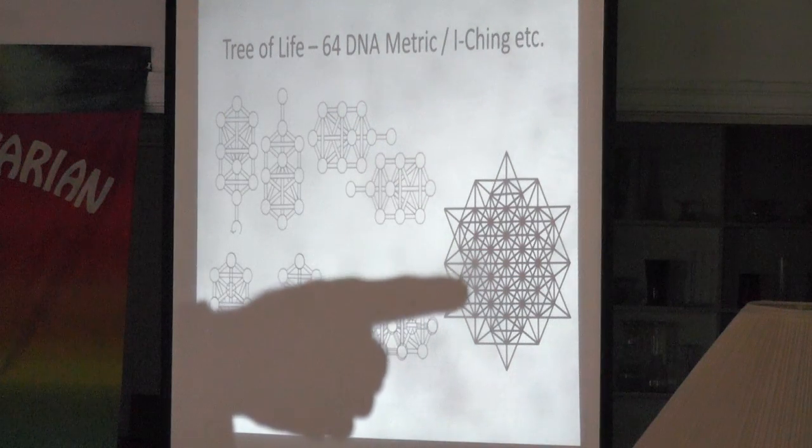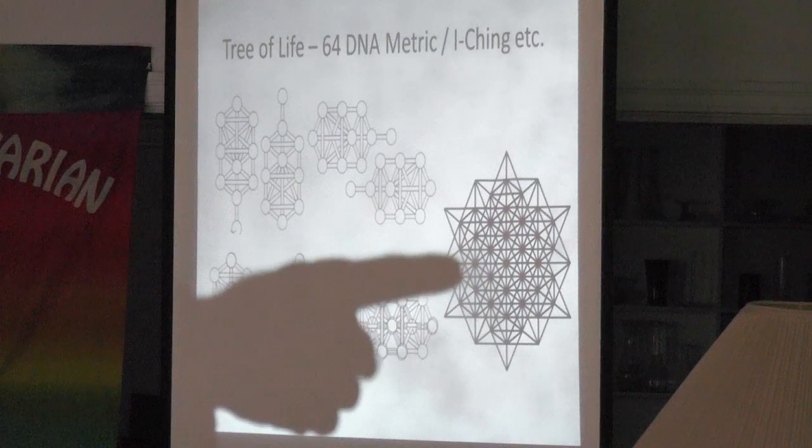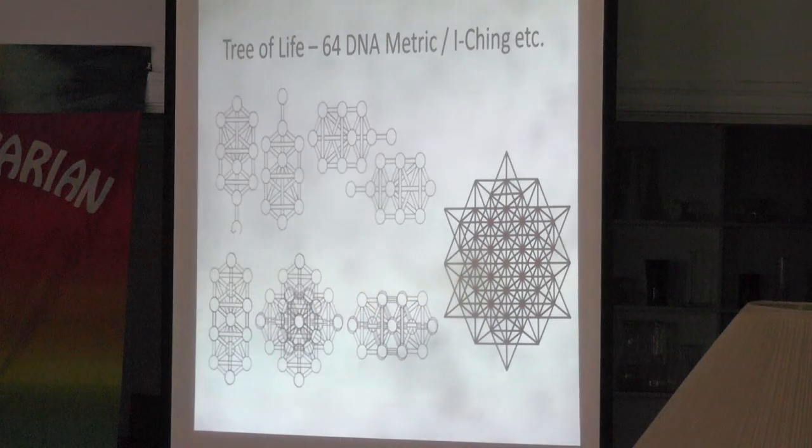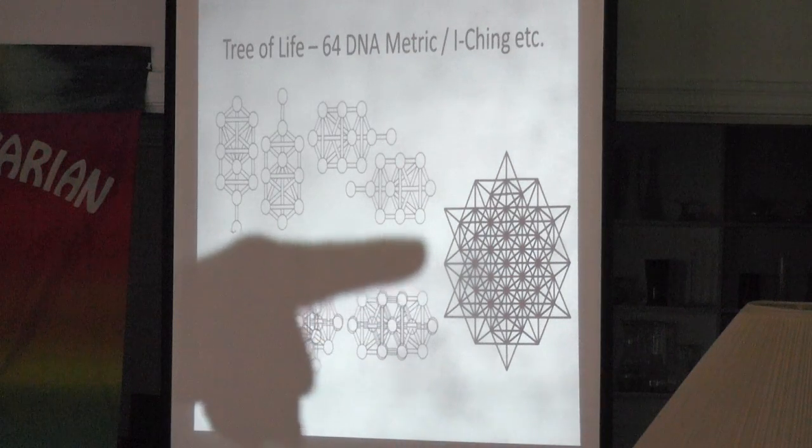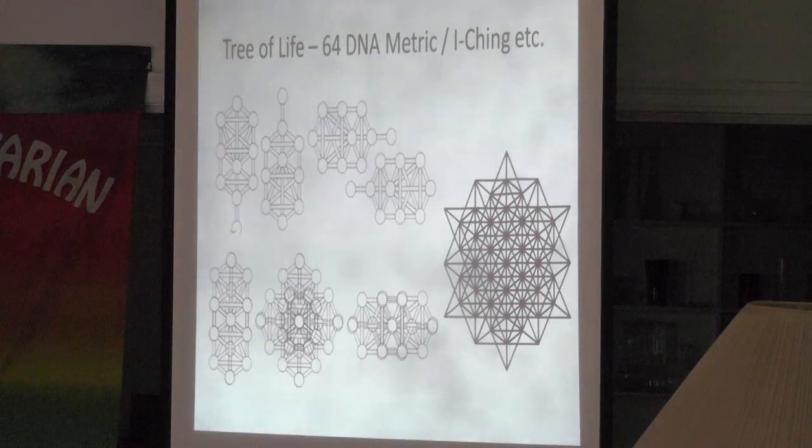And in that form, you see all these different nodes. There's so many structures that come out of this, all the platonic solids, and I will end up getting to that, maybe. So you can see here, there's 64 nodal points in here that relate to the 64 hexagrams of the I Ching, the King Wen sequence that we use when we do the divination.